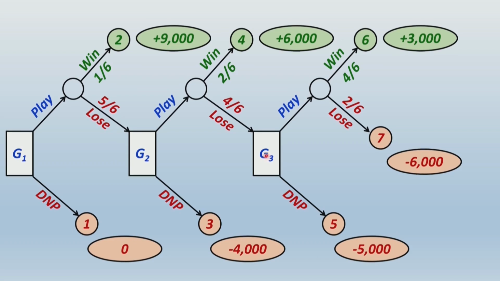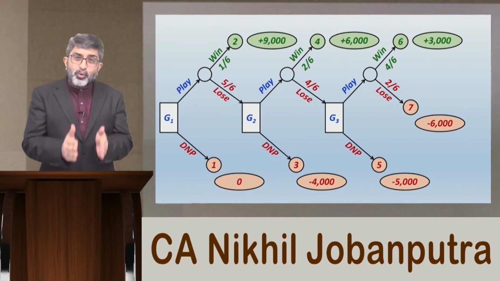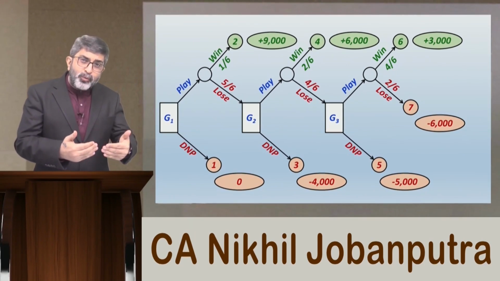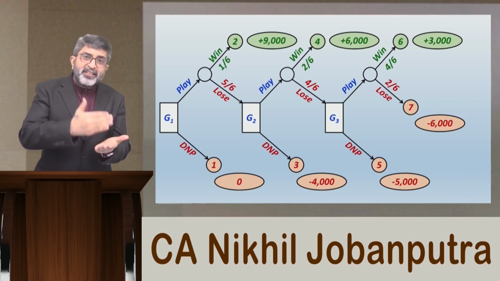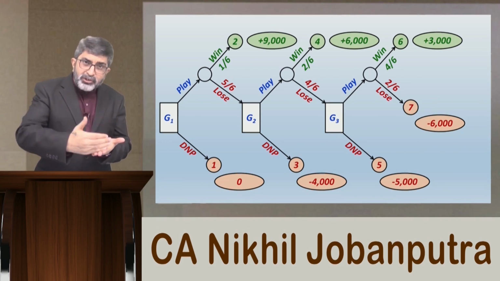So suppose I ask you to find the monetary outcome of G1, the first game. If she decides not to play, the monetary value is 0. If she decides to play and win, there is a net winning of 9,000. However, if she plays and loses game 1, then over here what is the monetary outcome that we do not know. In other words, the monetary outcome of G1 will be dependent on G2, and likewise monetary outcome of G2 will be dependent on G3.